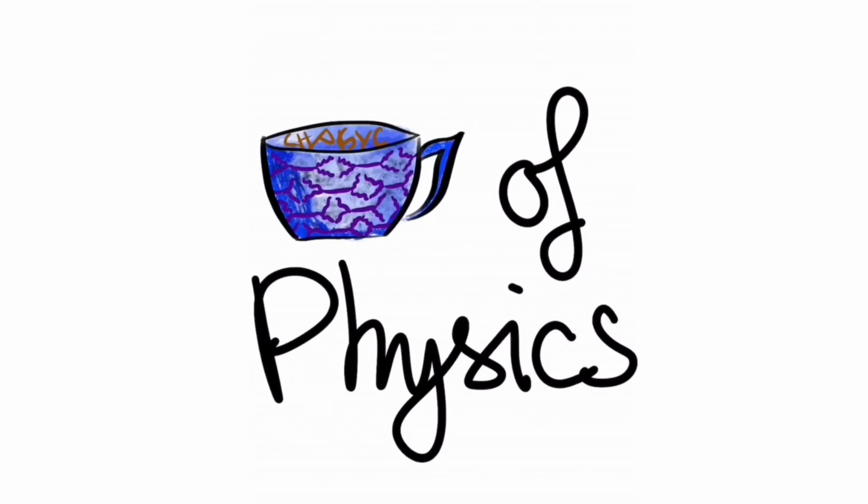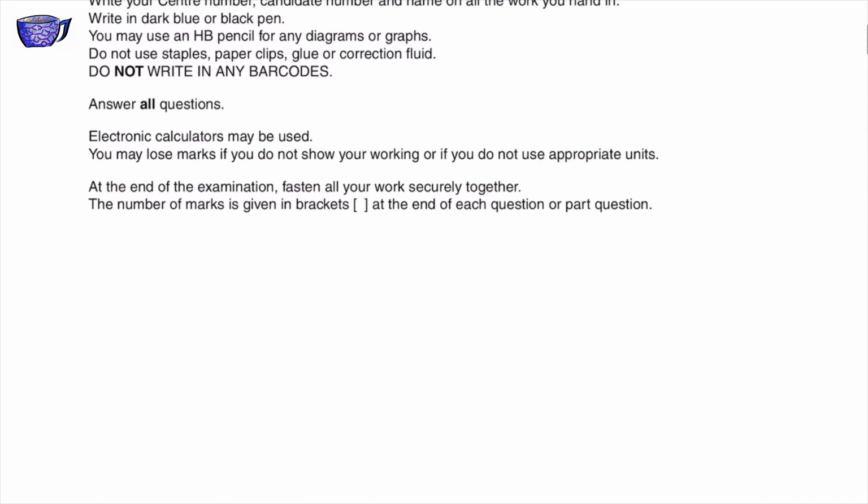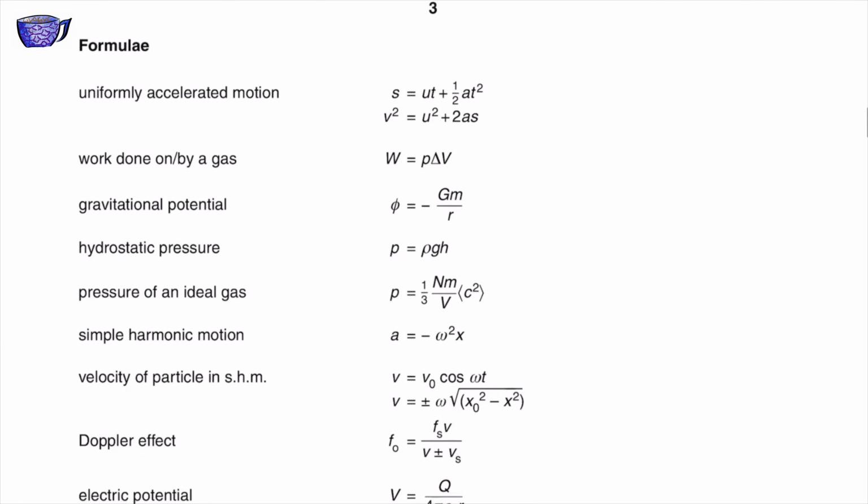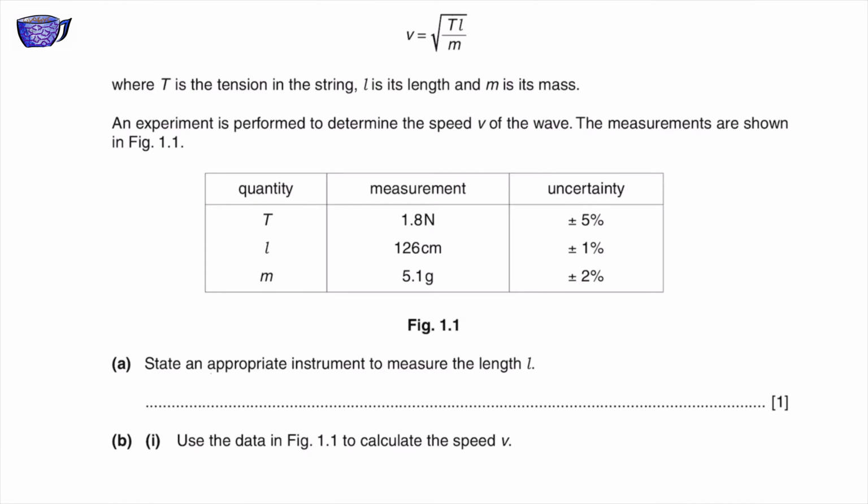Today we're starting with a past paper from A-level. This is a past paper from February-March 2016, variant 22. And we can start with question 1.